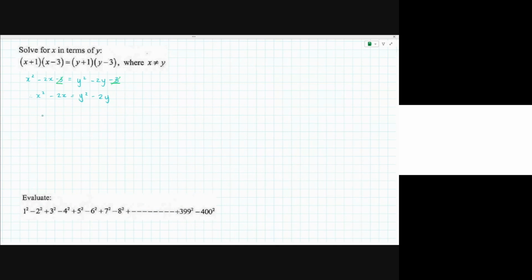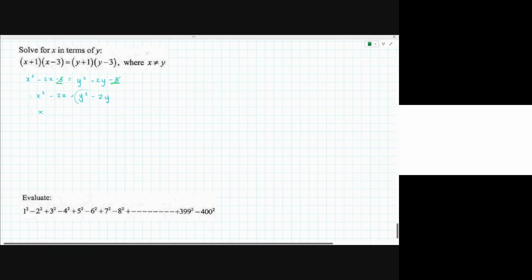Now, generally, our inclination is to keep the like terms grouped, so I wonder if this would work. Let's see. On the left-hand side, I can factorize out an x. But again, now the problem is I've got an x outside the bracket and x inside the bracket, so I'm not feeling that situation. So let's have a look at what else we could do.